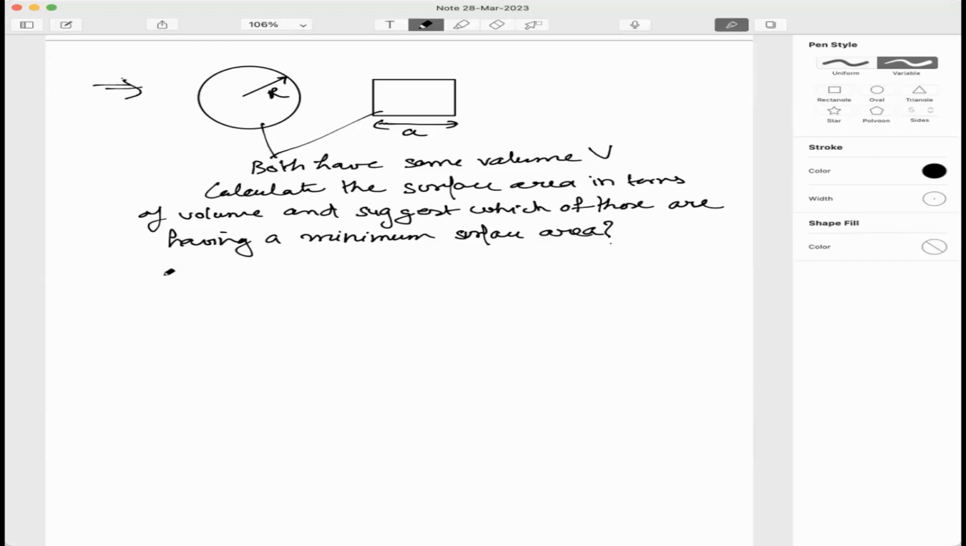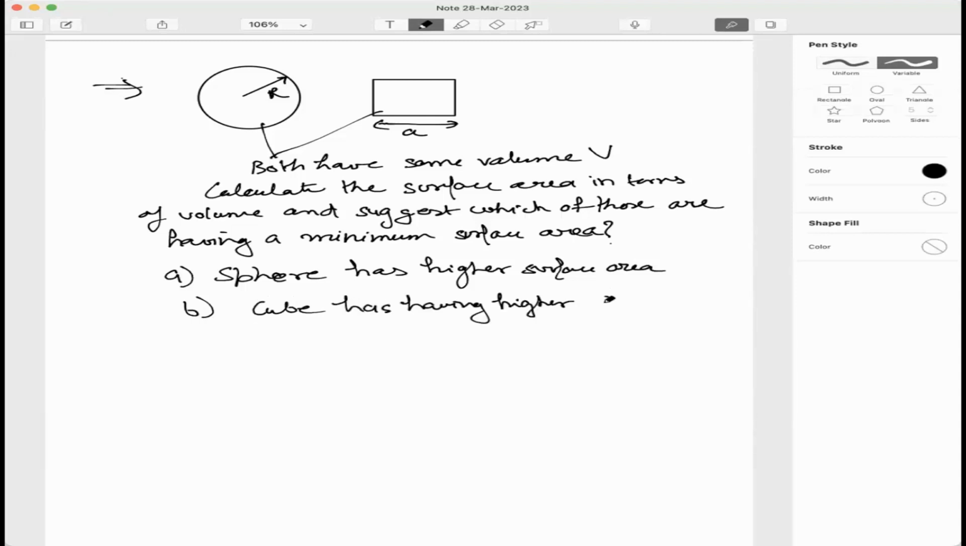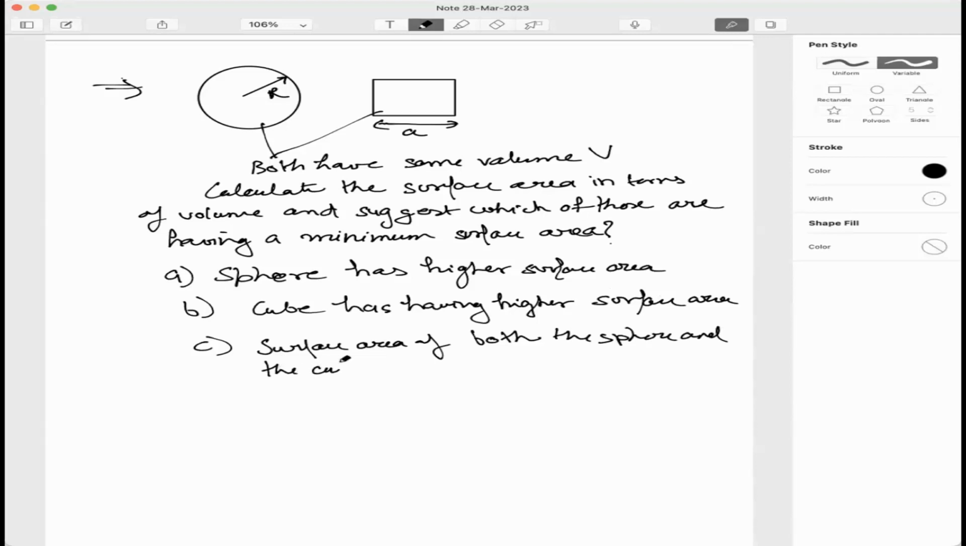Okay. So I am giving you this question. You give your arguments. So options are: A, sphere has higher surface area. B, cube has higher surface area. C, surface area of both the sphere and the cube is the same. And D, none of the above. Okay. We will discuss in the start of the next class.